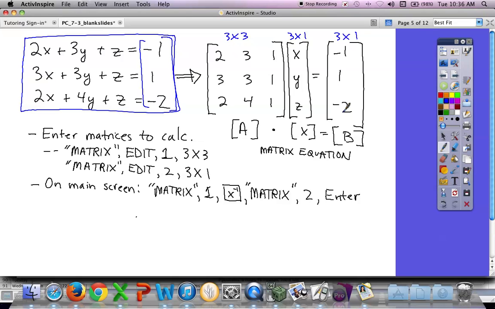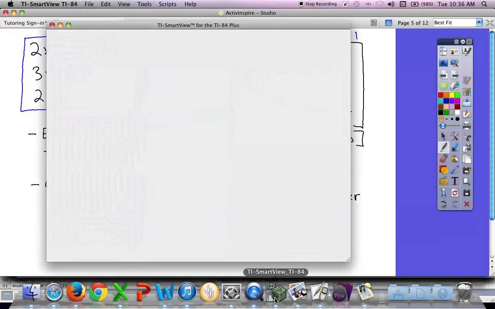Okay. So what we're gonna do is we're gonna store this matrix here and this matrix here in the calculator, which is what this is going to show us how to do. And then we are going to do this operation in the calculator: matrix A to the -1, matrix B. And that will solve our equation. So, for example, let's get your calculators out and try this.